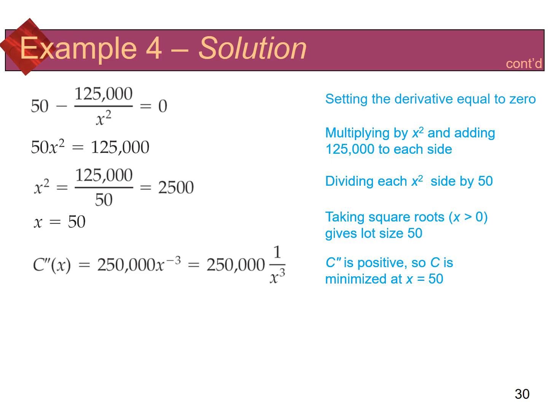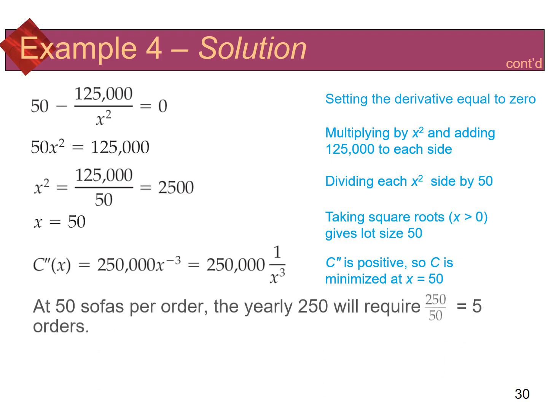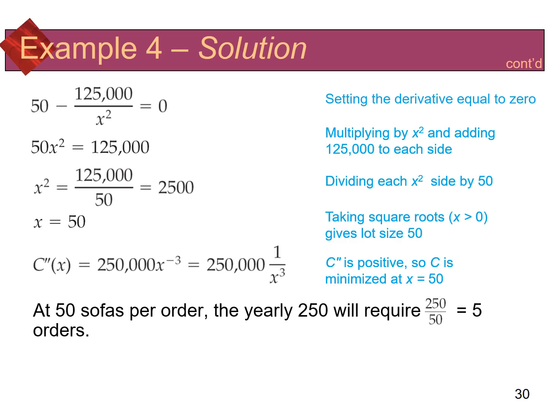So since we know the lot size is 50, we're going to have 50 sofas for each order. And since there's 250 sofas yearly, I'm going to have 5 orders throughout the year. And that's how we do the inventory cost.